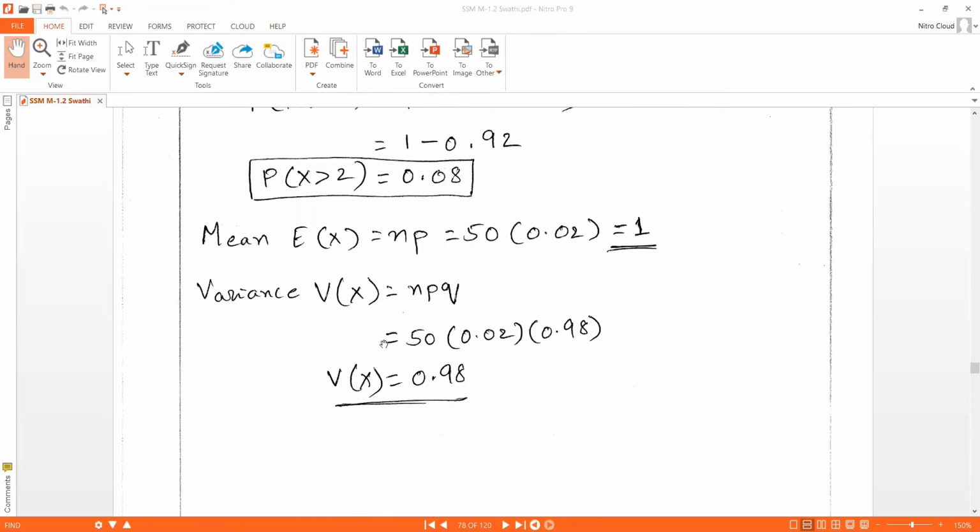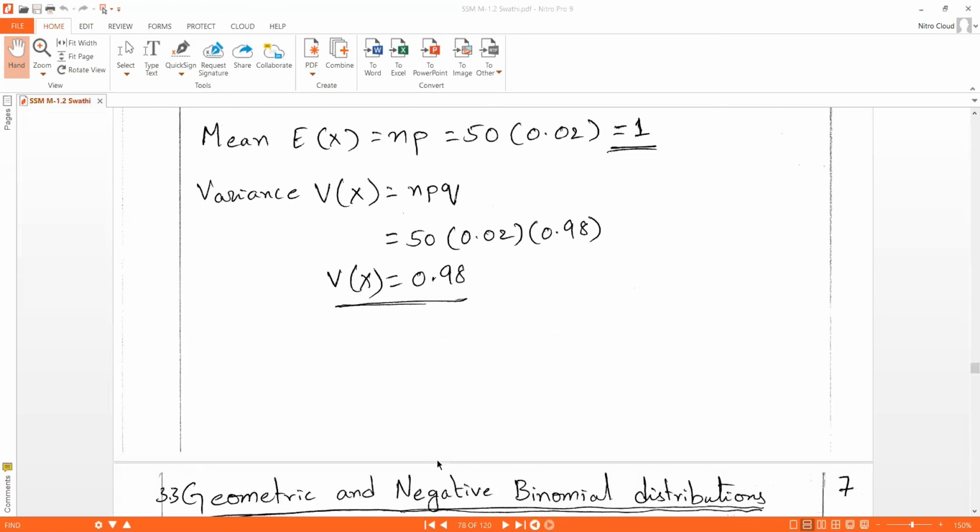The mean will be E of x equal to n into p. The mean formula is np, right? N is 50 and p we have calculated as 0.02, so the mean is 50 into 0.02, that is 1. The variance formula is V of x equal to n p q. N is 50, p is 0.02, q is 0.98. If you multiply this, we get the variance as 0.98. Like this we need to solve the problem.